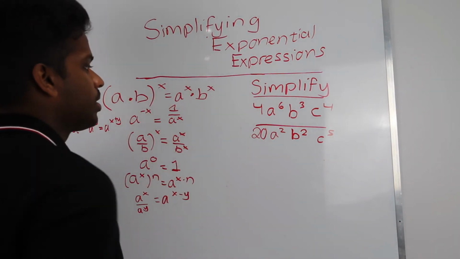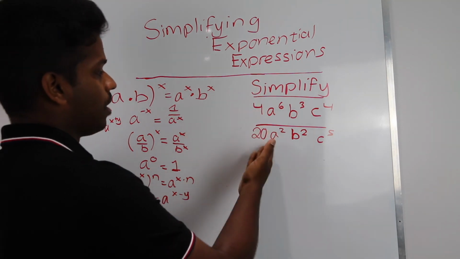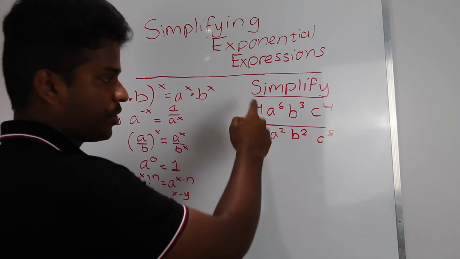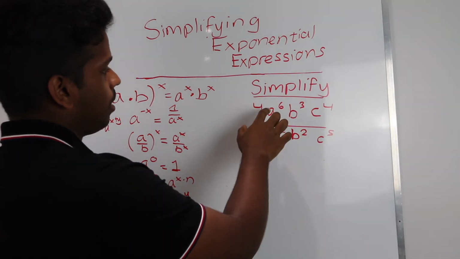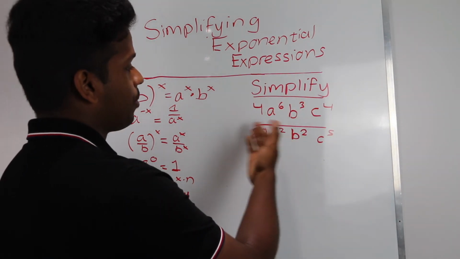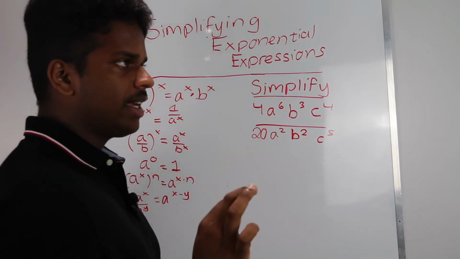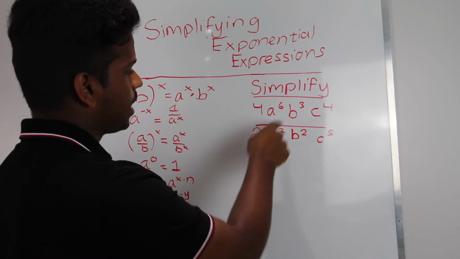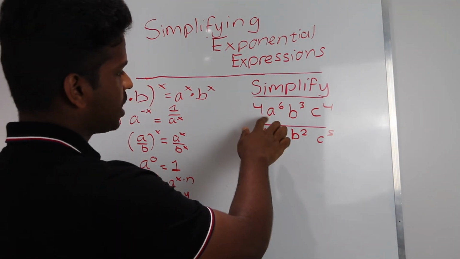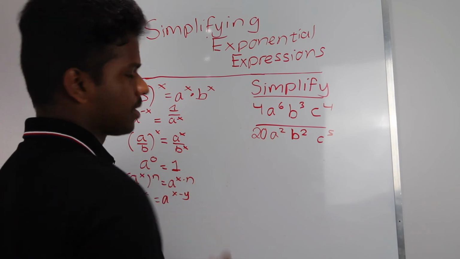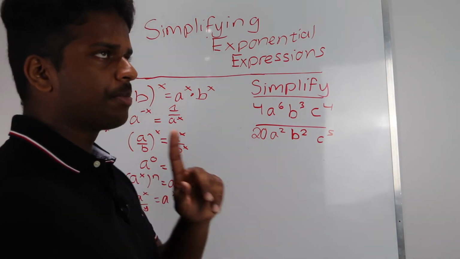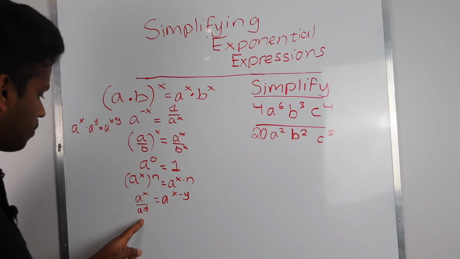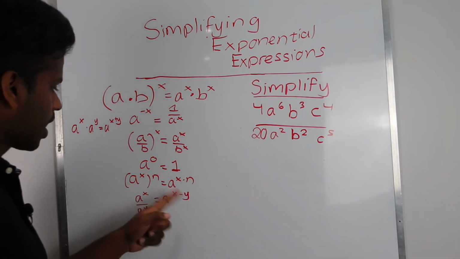So in this case, we have an expression. We have numbers, we have coefficients, we have an unknown variable. A coefficient is a number before the variable. We're dividing in this case. So when we're dividing exponents, a to the power of 6 and a to the power of 2, if you notice here, we're dividing exponents with the same base. So what do we do when we're dividing exponents with the same base? We use this law: we subtract the exponents.